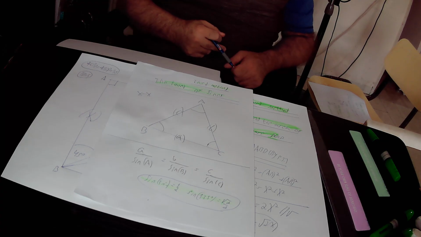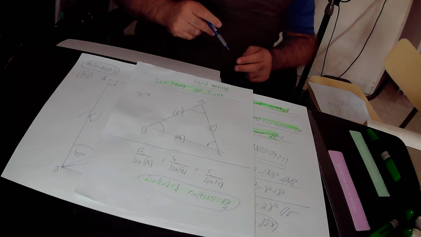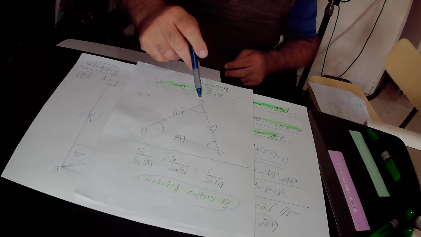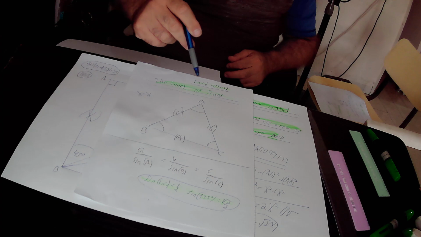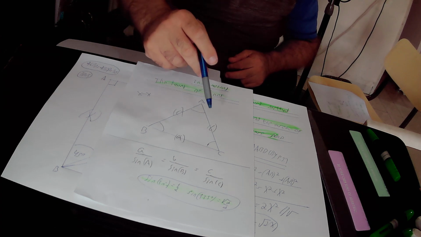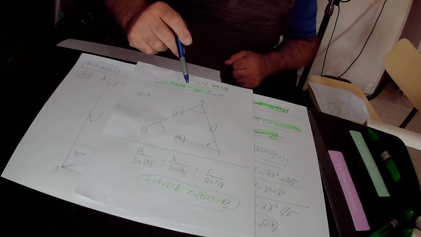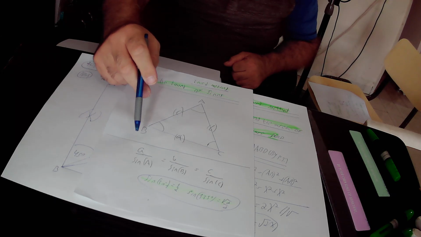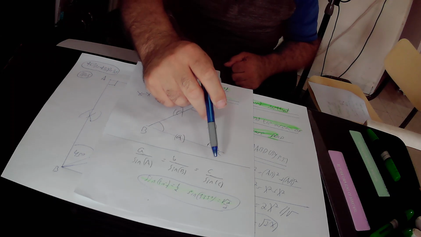In this triangle ABC that could be any triangle, according to the law of sines, the following equation is true: a over sine A equals b over sine B equals c over sine C. Again, according to the law of sines, a over sine A equals b over sine B equals c over sine C.